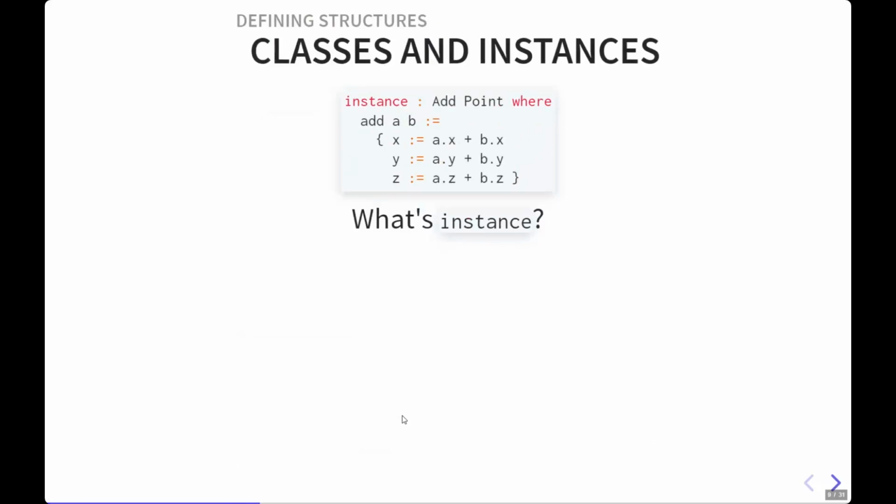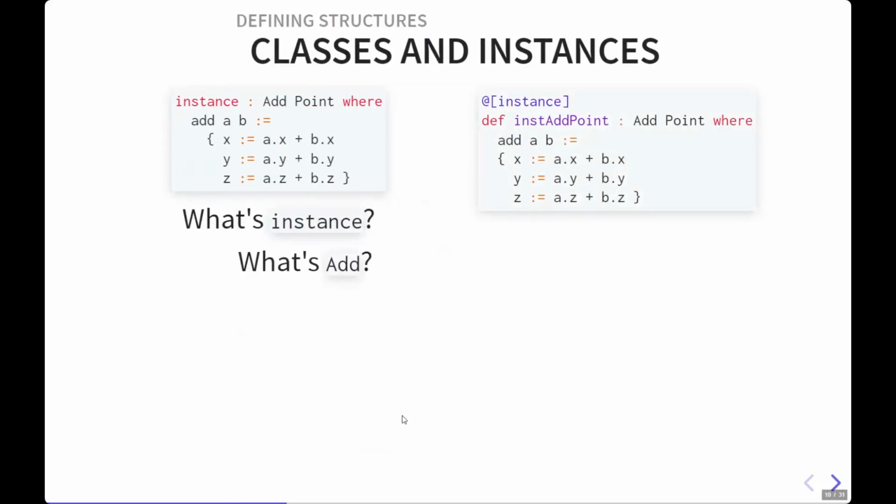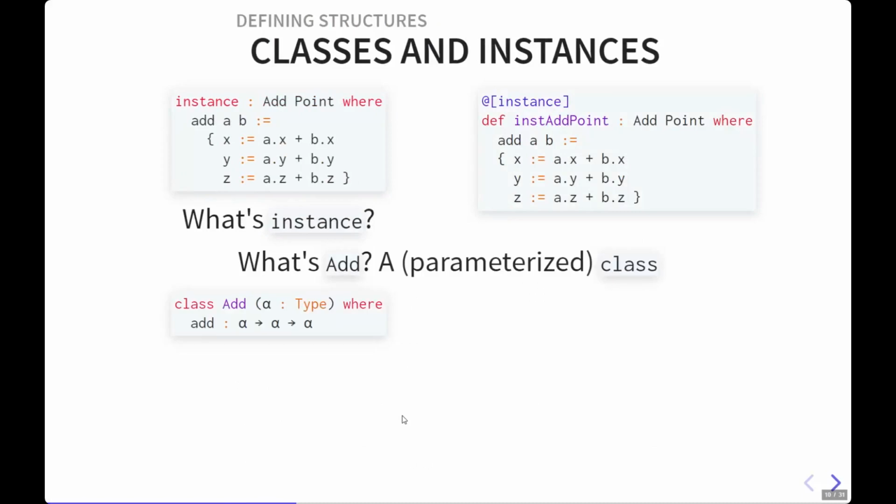Okay. So what does this instance keyword mean? Instance really is just generating a definition for you, and all it's doing is making up a weird name for it, and tagging it with this instance attribute. Which doesn't answer all the questions yet, but the syntax has been demystified. Now the question is, what's that instance attribute doing? And what's add? Add is like a parameterized structure. So it has a single field called add that takes 2 elements of a type alpha and produces another alpha. But instead of using the structure keyword, we use the class keyword.